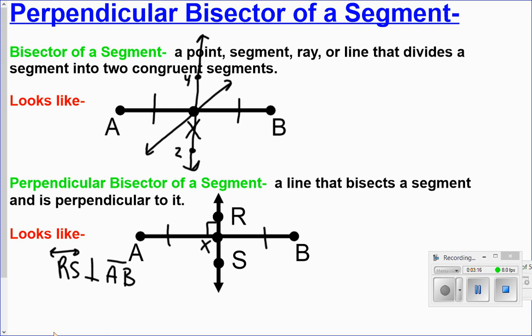And I can also see that segment AX is congruent to segment XB. So we have this line RS being perpendicular, but also bisecting line segment AB. So we do have line RS is a perpendicular bisector. So when we're talking about perpendicular bisector, we're referring to line RS. Line RS is the perpendicular bisector of the segment AB.